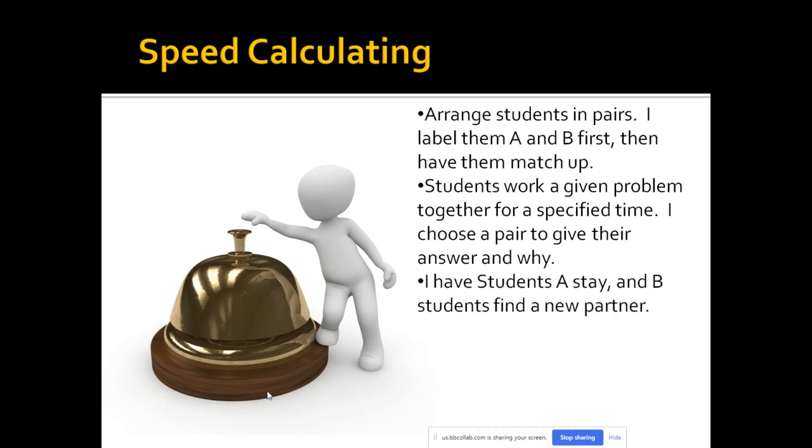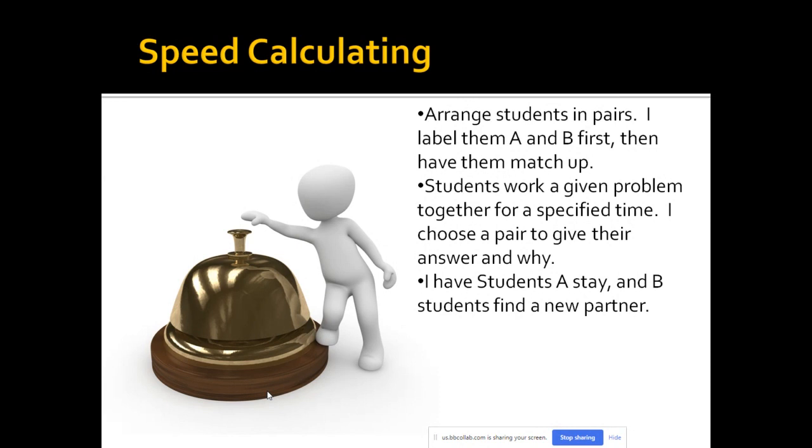I then had students A stay, and students B had to rotate. And this is where, once again, I was one time in a classroom where they couldn't easily move. So it was like stadium style seating. I had the B students get up and find a new partner, and they could never repeat their partner. So I made them move around.